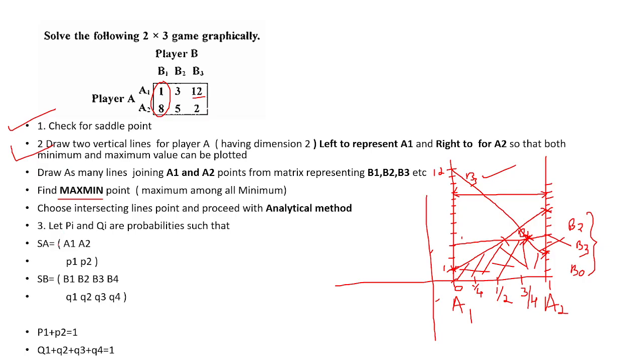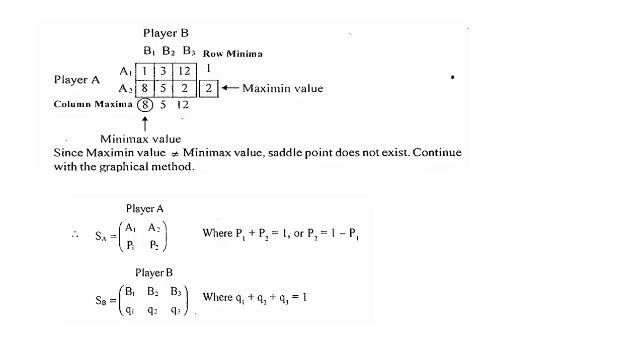Okay. Now, A is having two strategies, A1 and A2. The probabilities are P1 and P2, and for B, it is B1, B2, B3. The probabilities are Q1, Q2, Q3, such that the sum of P1, P2 is 1, and the sum of Q1, Q2, Q3 is 1. Okay. Now, first you find the saddle point.